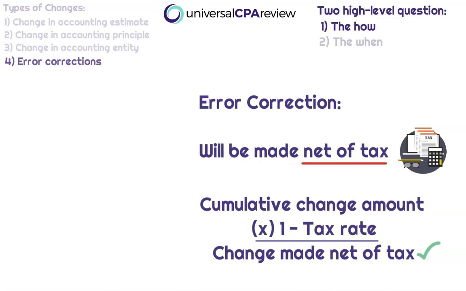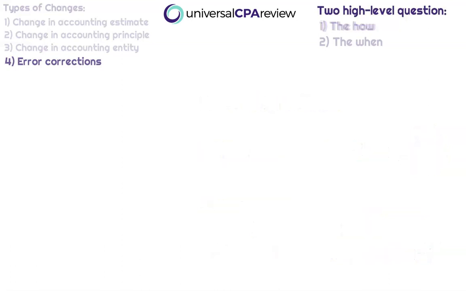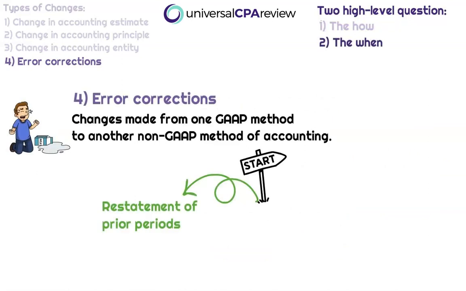The how is going to be just like changes in accounting principle. We're going to be making these changes net of tax. All right, so if you see an error that needs to be fixed and you see a tax rate, that's going to be your red flag, right? This needs to be an error that is corrected net of tax. Okay, so that is the how. How about the when? When are we making this change? What period are we making it in?